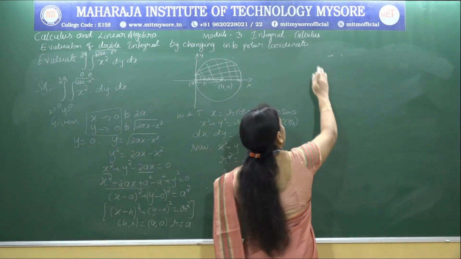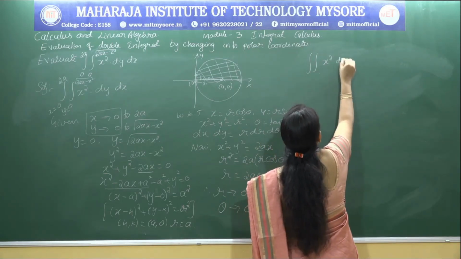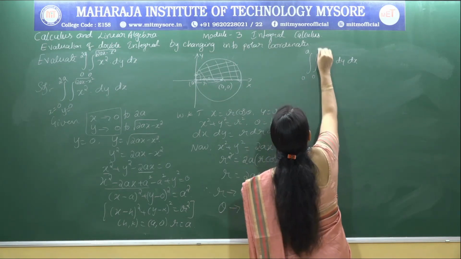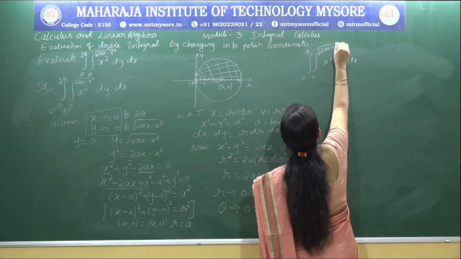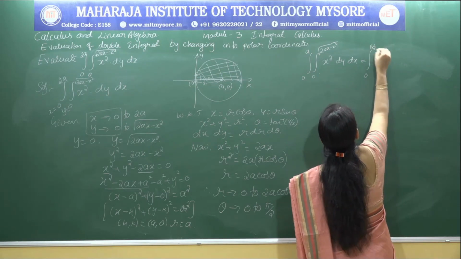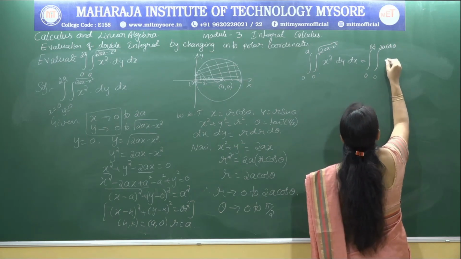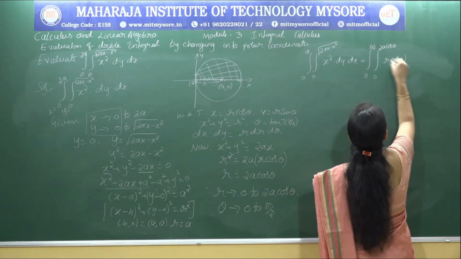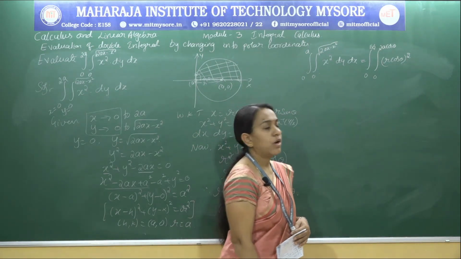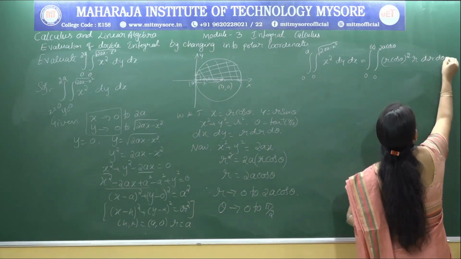Therefore, consider the given double integral x square dy dx between the limit 0 to a and 0 to root of 2ax minus x square, that can be replaced by integral 0 to pi by 2 integral 0 to 2a cos theta. x square is nothing but r cos theta whole square. We should represent x in polar form. So x is equal to r cos theta whole square. dy dx is r dr d theta.